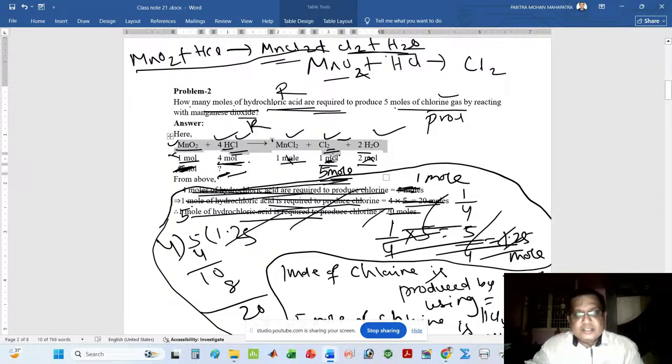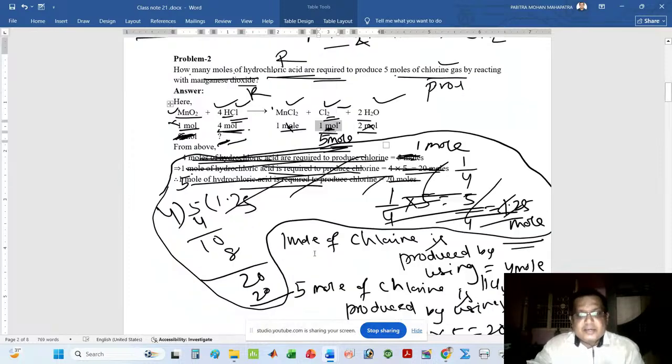Our target is to find out the HCl, but here chlorine is given. Look at that, here 1 mole of chlorine is given. 1 mole of chlorine is produced by using 4 mole of HCl. So I have written: 1 mole of chlorine is produced by using HCl, which is how much? That is 4 mole. Clear? 1 mole of chlorine is produced by using HCl equal to 4 mole.